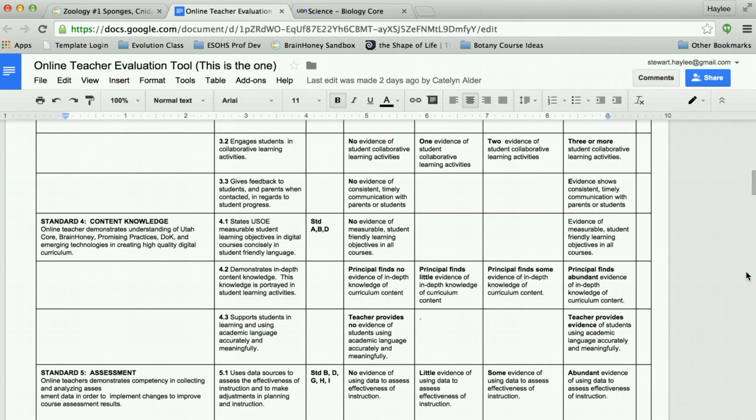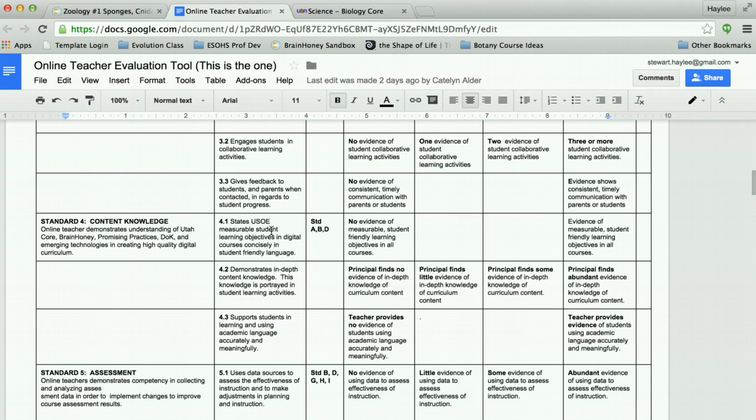Moving on to 4.2. 4.2 says the teacher demonstrates in-depth content knowledge. This knowledge is portrayed in student learning activities. And this indicator is a little bit different than the others. For the others you should be able to provide evidence for the principal to look at within your course. This one is judged by the principal, and it is on a spectrum. The principal finds no evidence of in-depth content knowledge, little, some, or abundant.